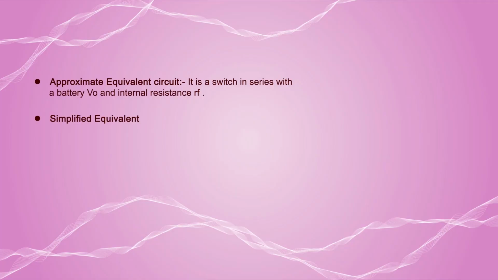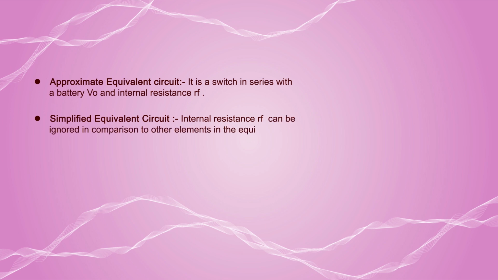Now, in the simplified equivalent circuit, the internal resistance RF can be ignored in comparison to other elements in the equivalent circuit. Since we have seen that the internal resistance RF has a value very small compared to the reverse resistance, therefore in the simplified equivalent circuit this resistance can be neglected compared to the other elements in the equivalent circuit. So, it simply consists of a switch in series with a battery V naught.